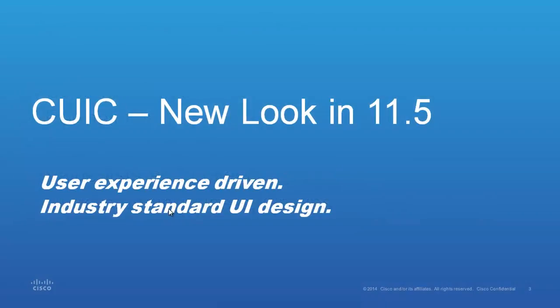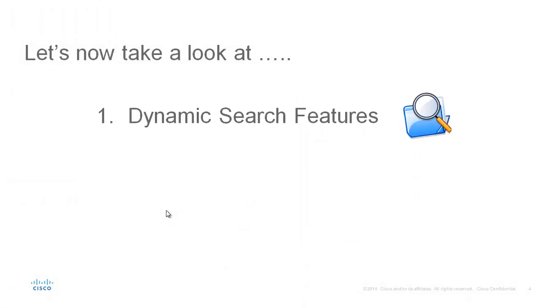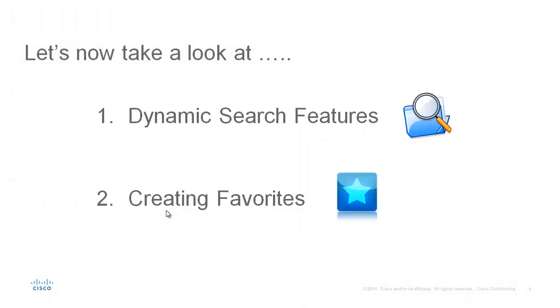The new look in 11.5 provides a cleaner user interface, making navigation easier, simpler, and more intuitive. Users are now able to search for reports by name, as well as easily creating a list of favorite reports for convenient access. Less learning, more reporting. Let's now take a look at those dynamic search features and the ability to create favorites within CUIC 11.5.